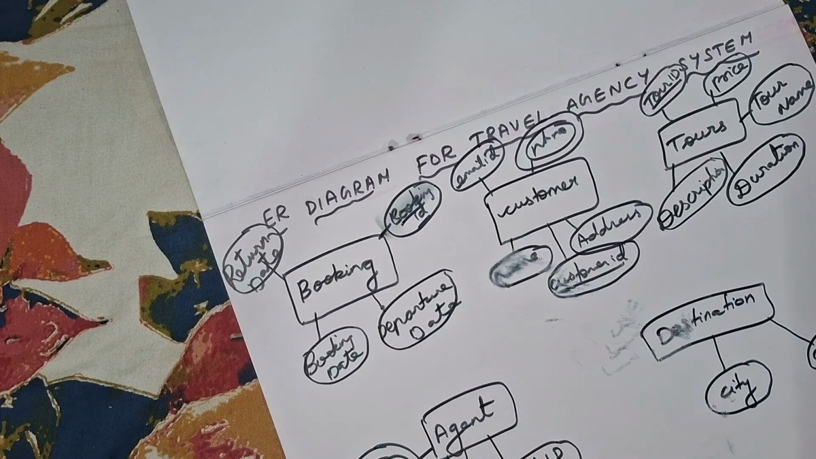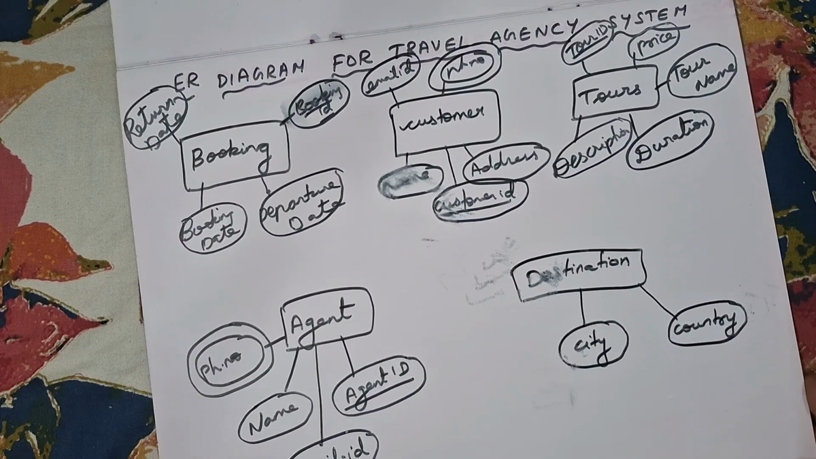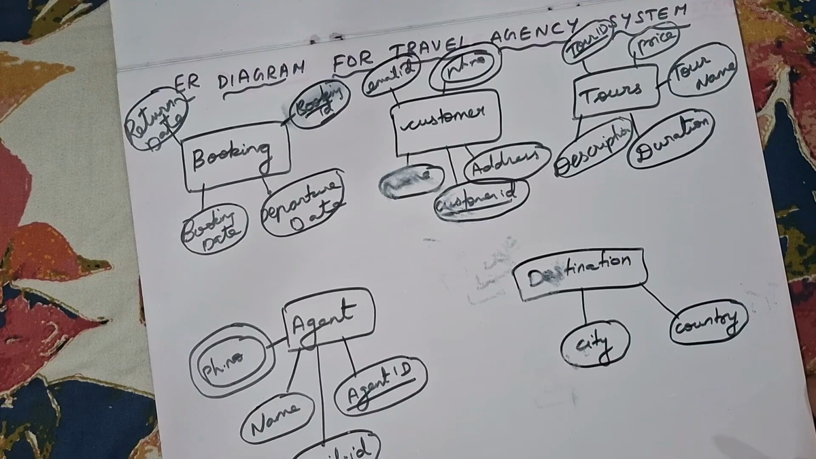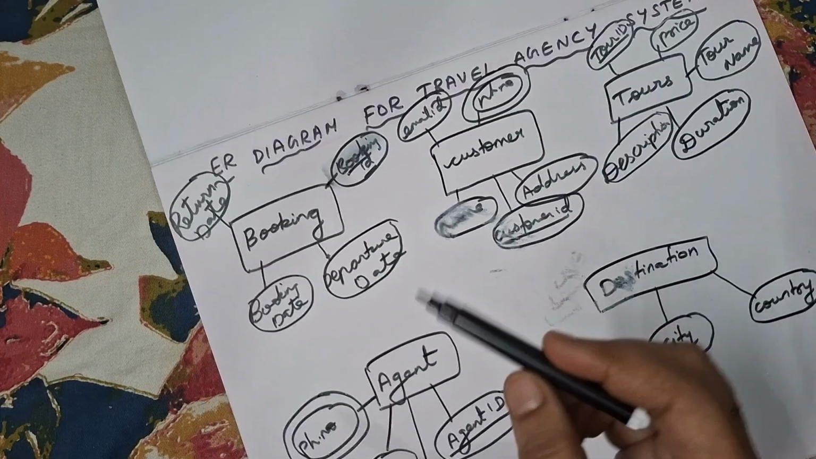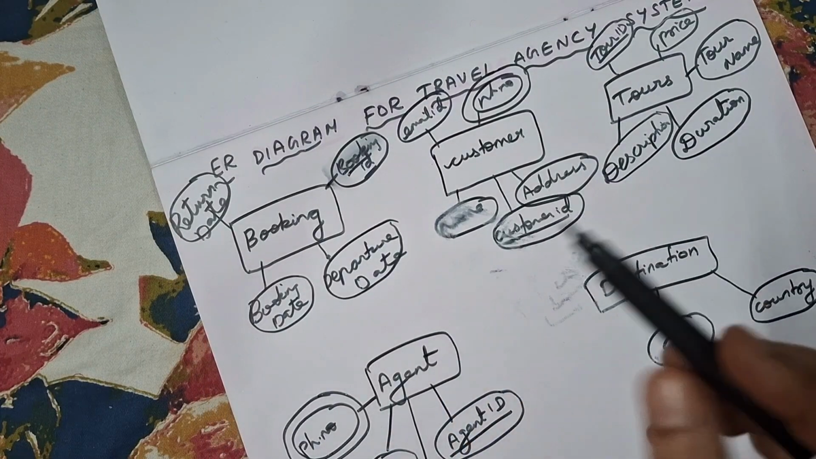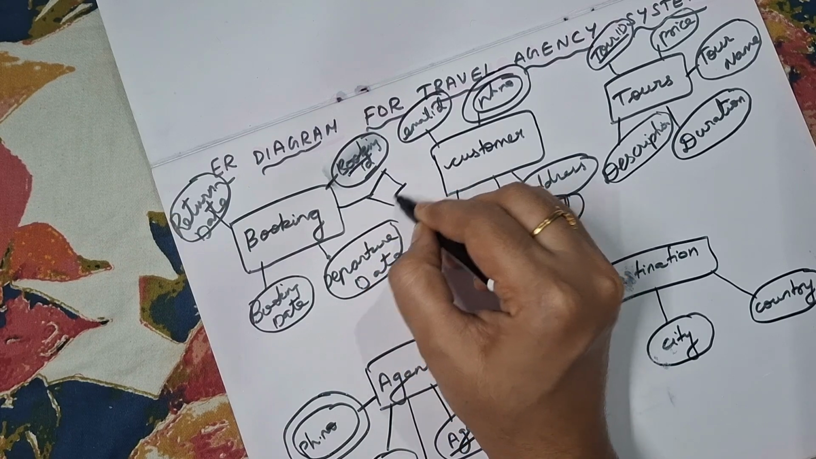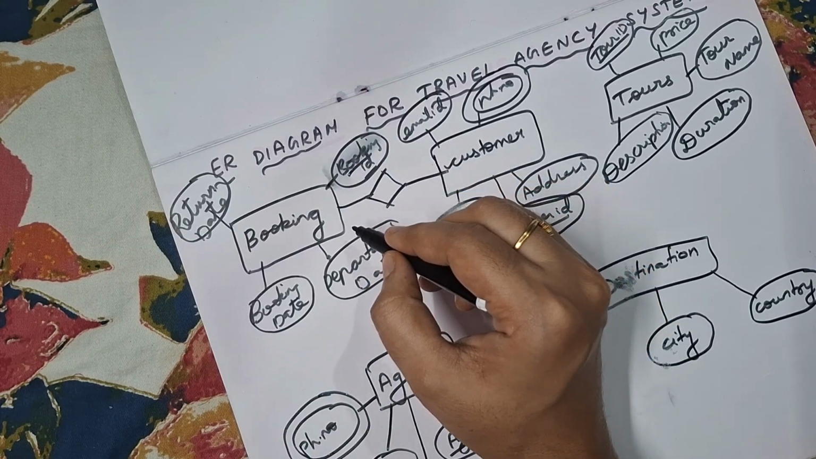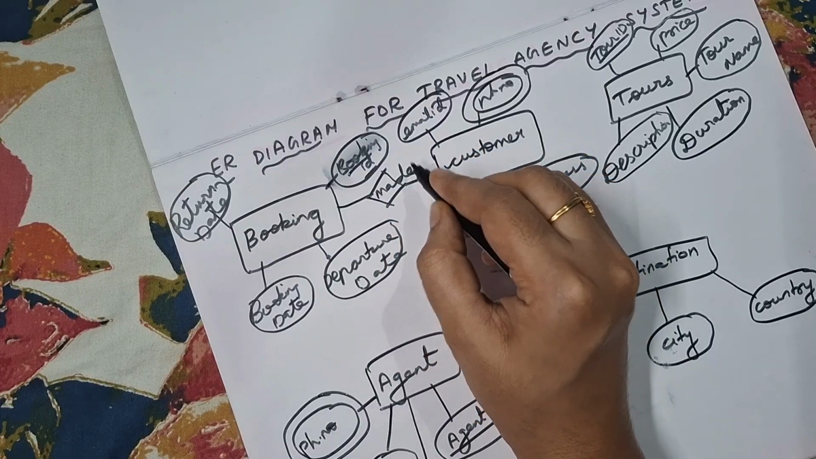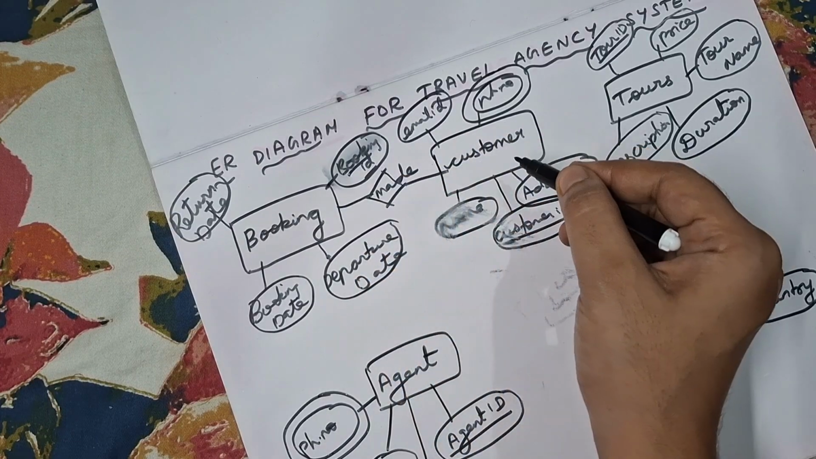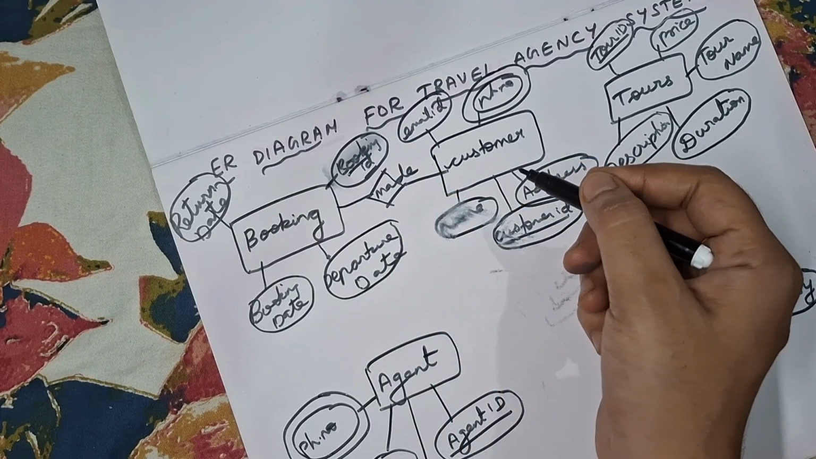So this is the second step. Second step is identifying the attributes. The third step is relationship. You need to draw the relationship, which is a line and a diamond box, connecting the two entities. Now booking and customer, I'm going to connect these two by drawing a line and a diamond. Inside it I'm writing made, because booking is made by the customer. So bookings are done by customer only.